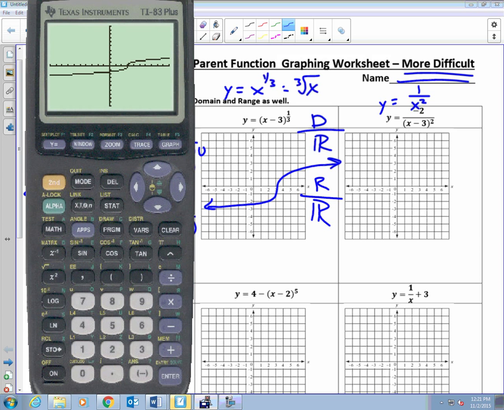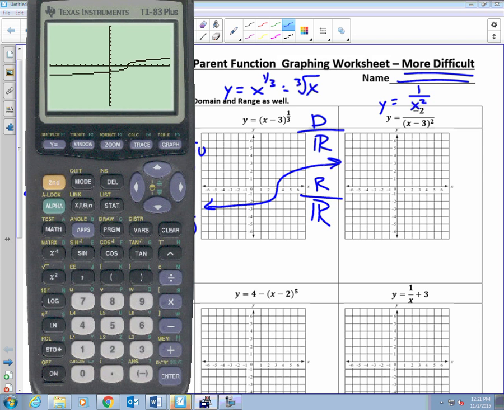1 over x squared. How is 1 over x squared different than 1 over x? They're both up in the positive portion because a squared will make something positive. So we got a couple things going on here. First of all, x minus 3 is on the inside or outside? Inside, so move it horizontally to the right 3 units.